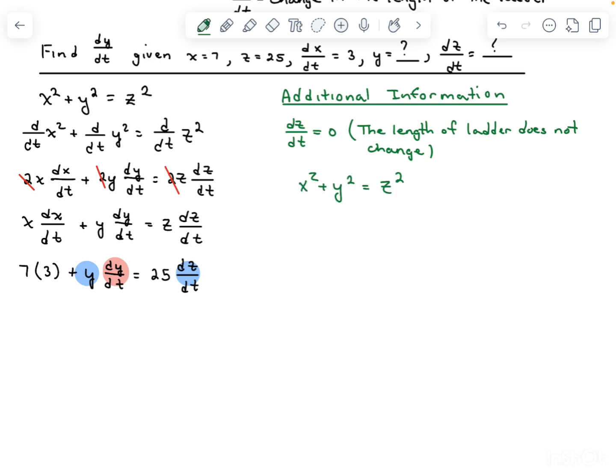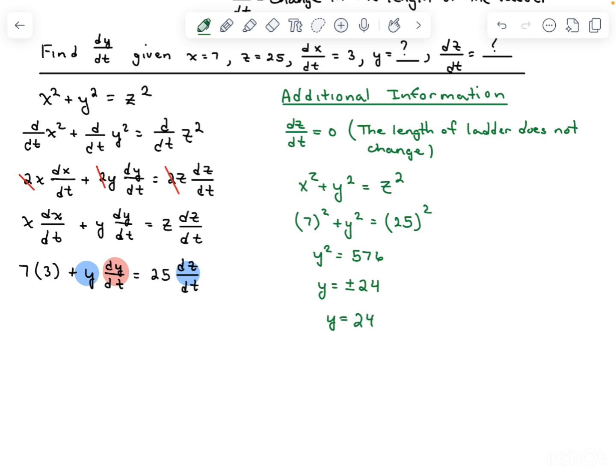We know that x is 7 and z is 25. So we have 7 squared plus y squared is equal to 25 squared. This means that y squared is equal to 576. So y is equal to plus or minus 24. Since y represents a side length, we can discard the negative 24. So y is equal to 24.